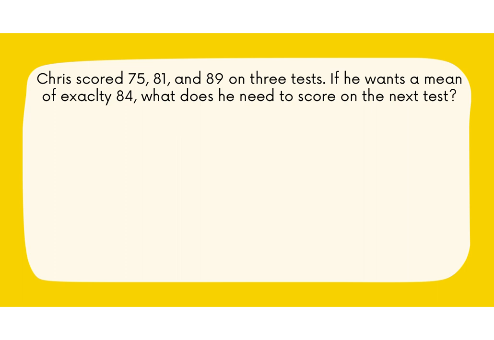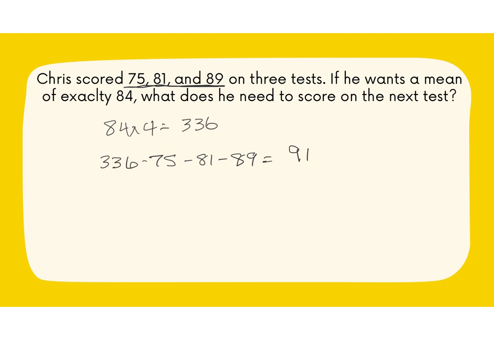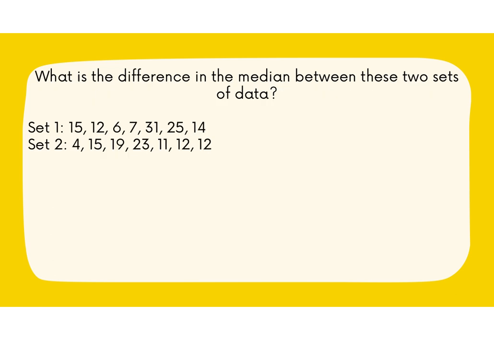So first thing I need to know is what is his total score going to be if he did get 84 on the 4 tests. So we're going to do 84 times 4, which is 336. Now, he already has 3 scores, so we're going to subtract those off of that 336. So 336 minus 75 minus 81 minus 89 gives me a score of 91, which would mean he would need to score 91 points on the next test.